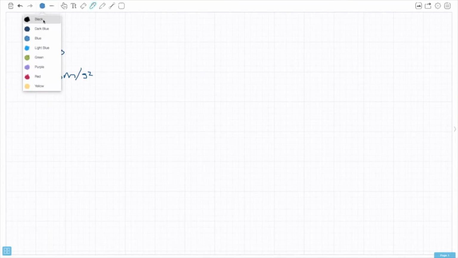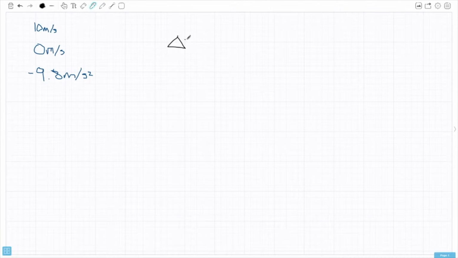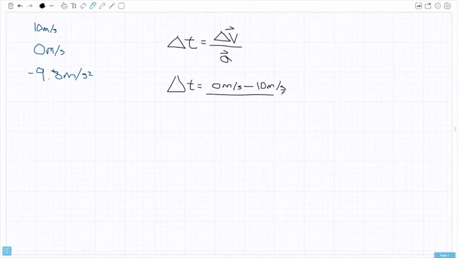So, the formula is delta t equals delta v, the change in velocity, over acceleration. Since the change in velocity is final minus initial, we just substitute these values in. So we know the final is 0, minus the initial, which is 10. And we also know the acceleration is negative 9.8 meters per second squared.